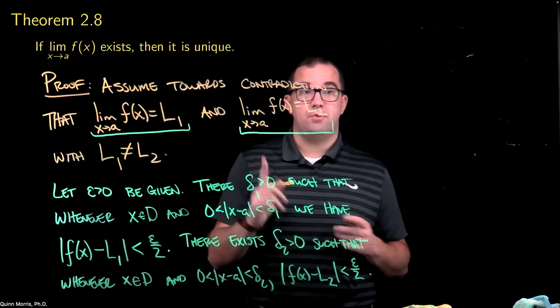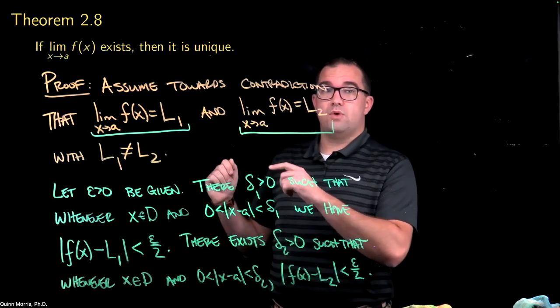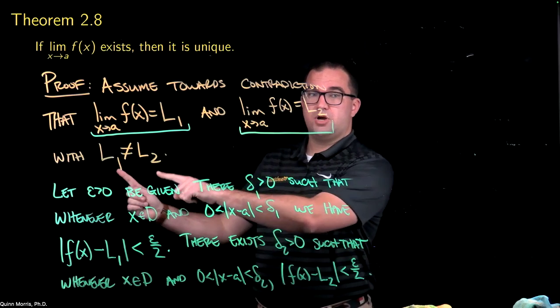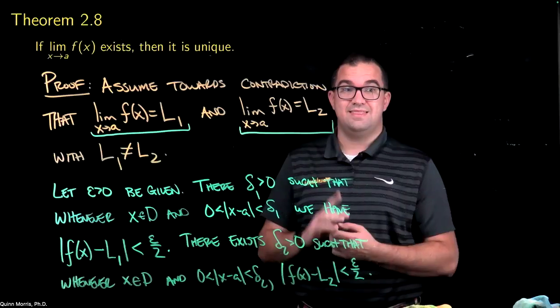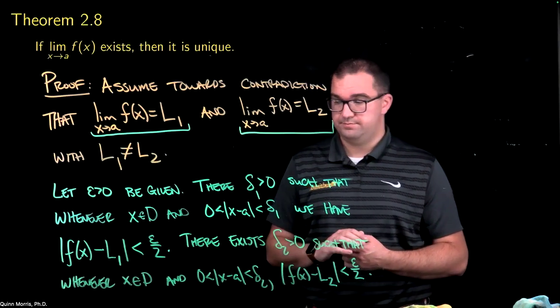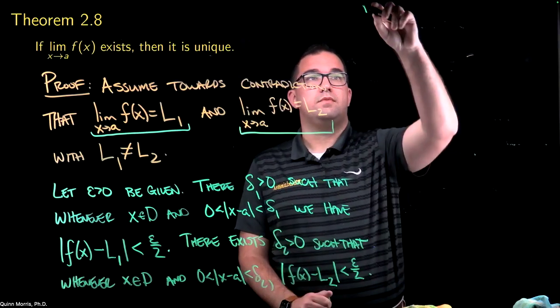Well, let's see. Remember, our motivation isn't to prove anything about these particular limits. We're actually doing a proof by contradiction, and what we're going to contradict is the fact that L1 is not equal to L2. That's the contradiction we're going to reach.